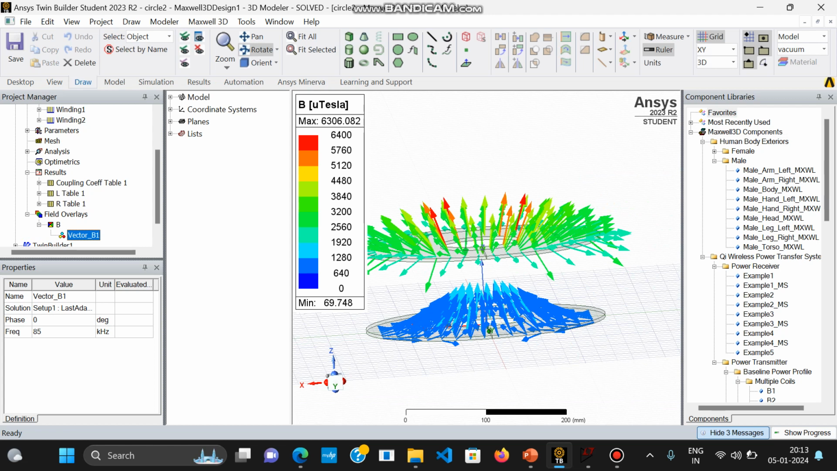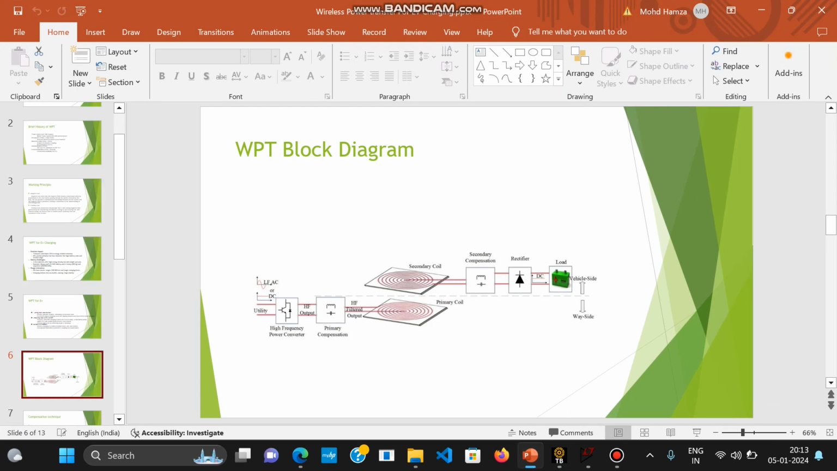Now what is the next step? So the next step is, this is the general block diagram of wireless power transmission. We are done with these coils, but now we have to design these blocks in order to get the required output power. Okay, so let's recall the working of wireless power transmission.